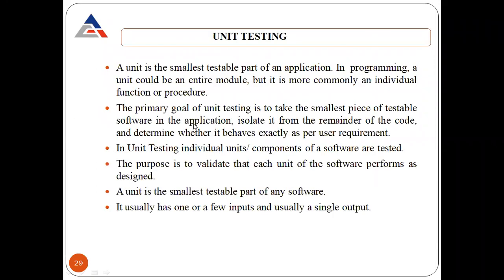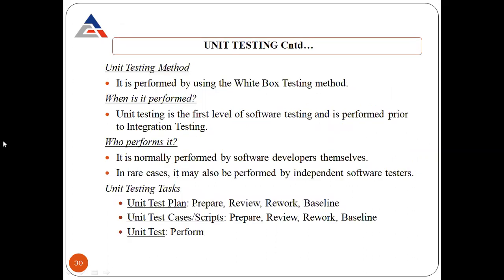Unit testing is the smallest testable part of an application. The unit means a single module or single line of code is tested. In unit testing, individual unit components of software are tested. The unit is the smallest testable part of the software. So for the unit testing process, we have to perform whitebox testing. Whenever we test each and every module and each and every line of code, definitely we are going for whitebox testing.